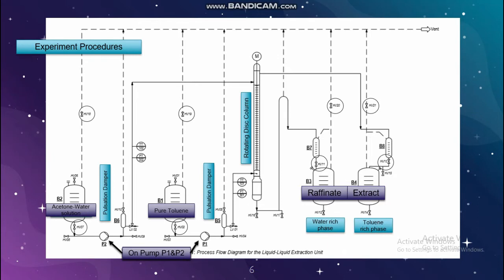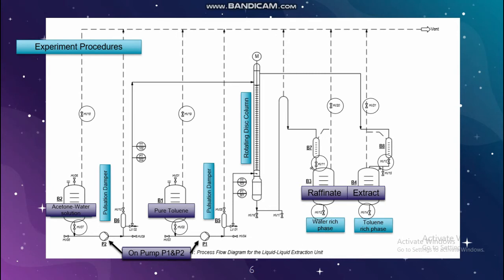Next, monitor the interface level. Maintain it at about 100 cm above the solvent inlet by adjusting the height of the overflow tube. Once done, both collection vessels B3 and B4 are filled with sample product. Start to collect the samples. Open valve 12 to collect the sample of raffinate and open valve 14 to collect the sample of extract.